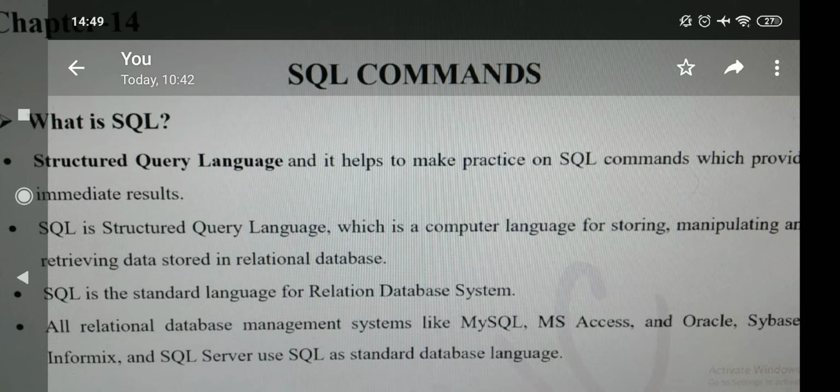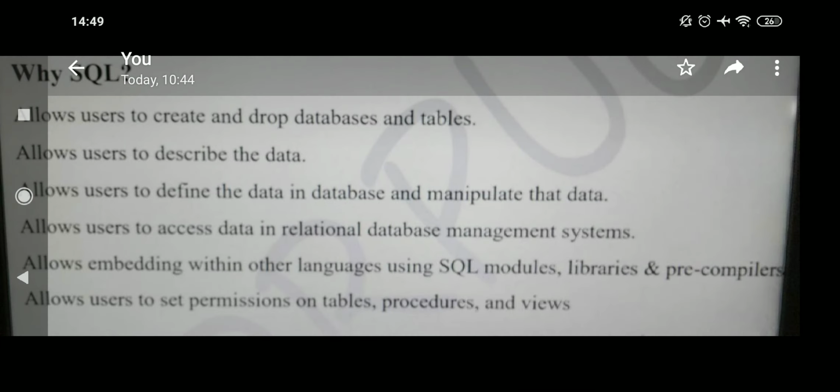In the fourth point, you will get a one mark question. What are examples of DBMS or RDBMS? You can write MySQL, MS Access, Oracle, Sybase, Informix, SQL Server. Which DBMS we are using, ma'am? Students, in our computer lab, we are using a relational database management system.